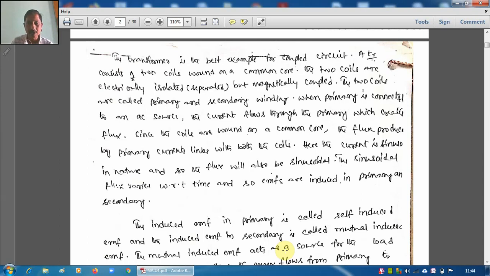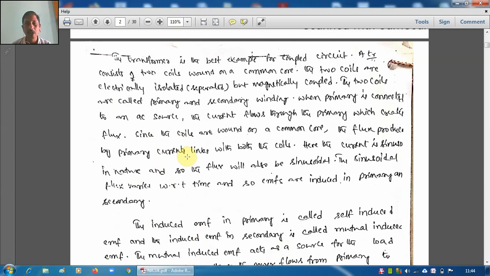In air, generally the flux linked with the second coil is somewhat less because of leakage. Air reluctance is more, so only some portion of the flux will be linked with the second coil. But in a transformer, as I said, there is a core. Because of that, the maximum amount of flux produced by coil 1 links with coil 2. So in the transformer there will be two coils, primary coil and secondary coil, and this transformer is the example for a coupled circuit.